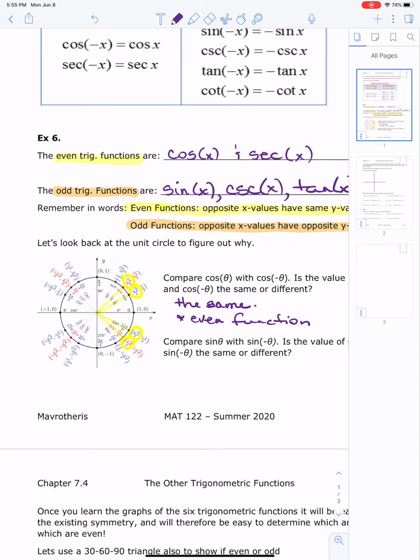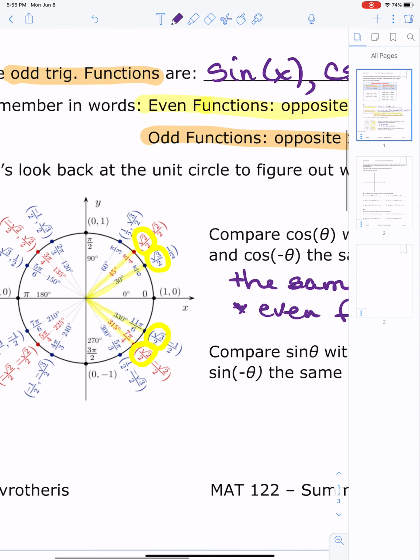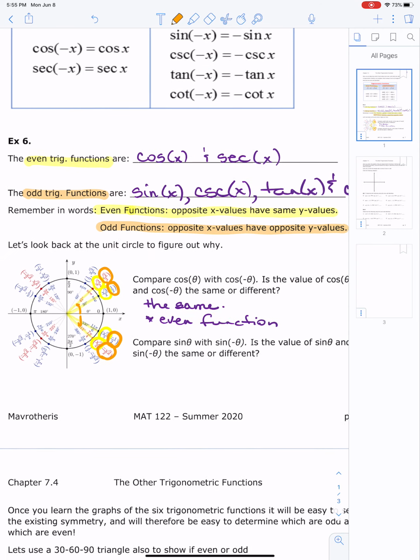Now let's take a look at our sines. Same values. Positive 30 degrees, negative 30 degrees. We get a positive 1/2 for y, we get a negative 1/2 for y. 45 degrees, we got a positive 45 degrees, we got a negative 45 degrees. We get positive square root of 2 over 2, negative square root of 2 over 2. Same thing with the 60 degrees. The sine of pi over 3 is positive square root of 3 over 2. For negative pi over 3, we get a negative square root of 3 over 2.